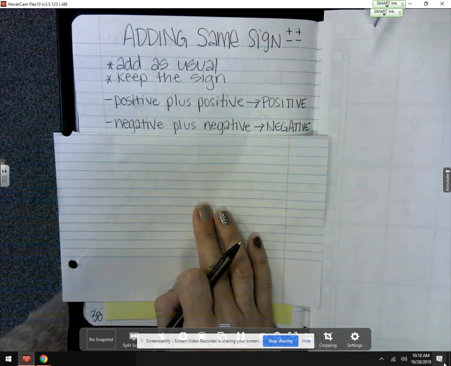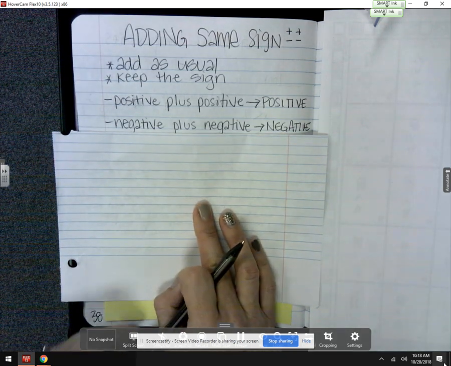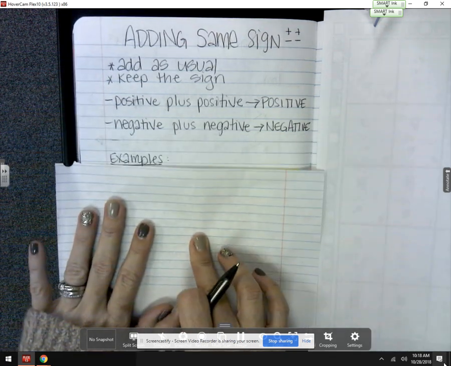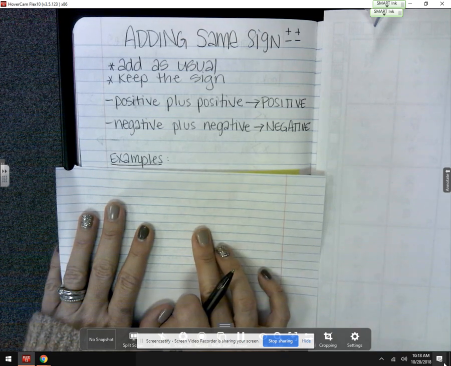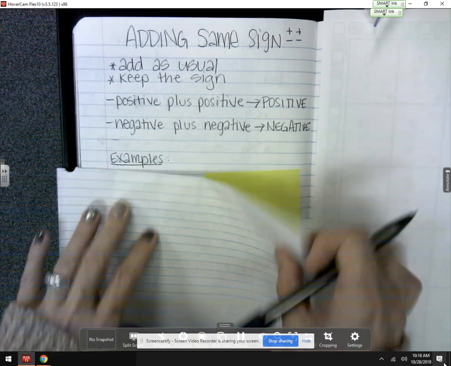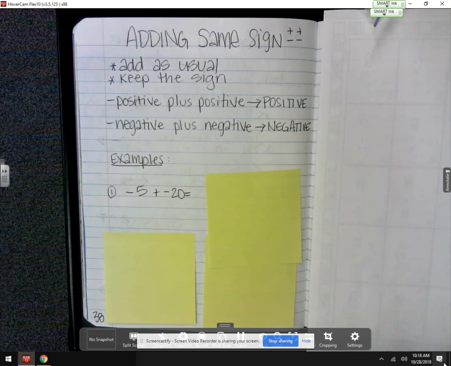Make sure you're writing all this down, and if you need to pause so that you can write, go ahead and do that. Okay, now we're going to do some examples together. So you need to have these examples done in your journal and show them to me in order to move on to the next step.